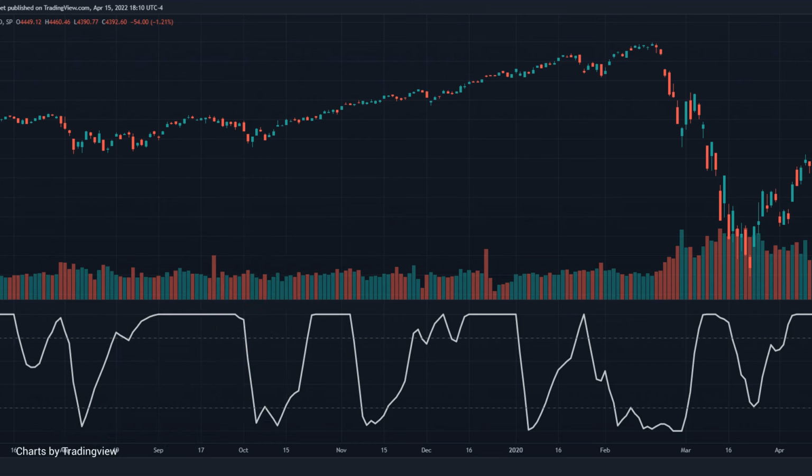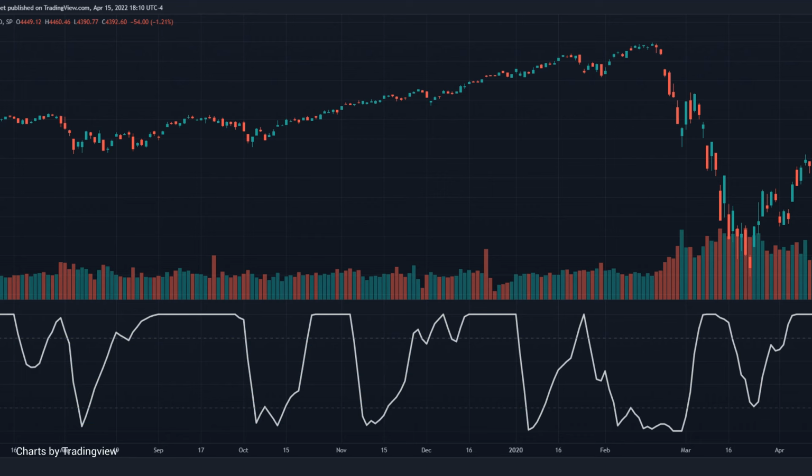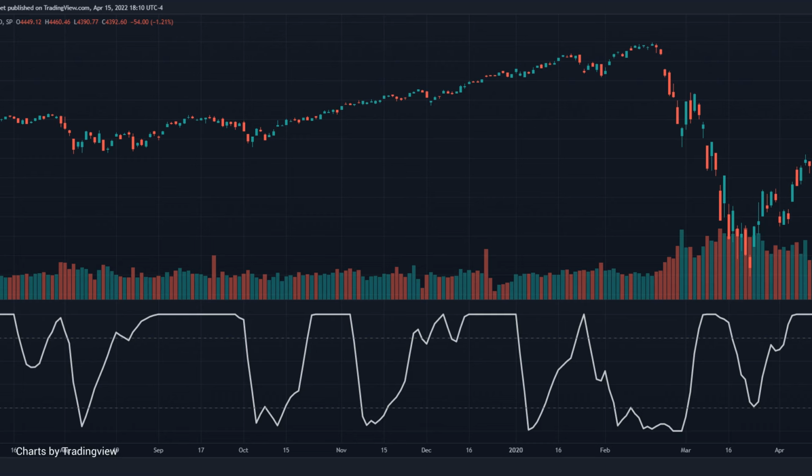Now that we've understood how the indicator works, let's look at an example of how this indicator could have given investors and traders a leading indication of market correction heading into the February 2020 stock market crash. If you recall, we used this example previously to demonstrate our price and volume pressure indicator, and we'll use it again today. At that time, we pointed out the January through February 2020 stock market correction in the S&P 500.